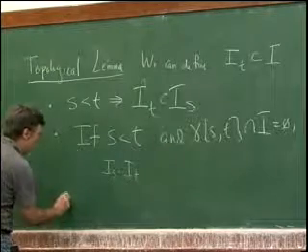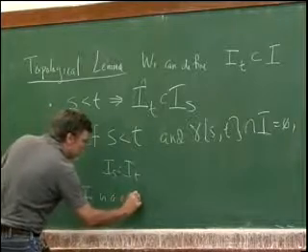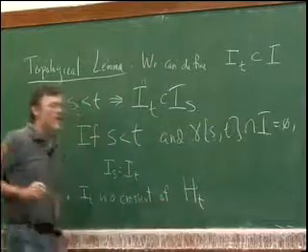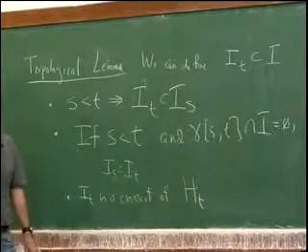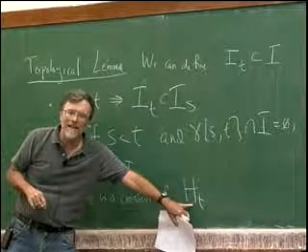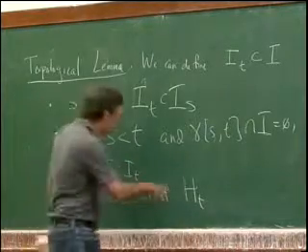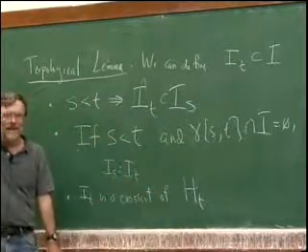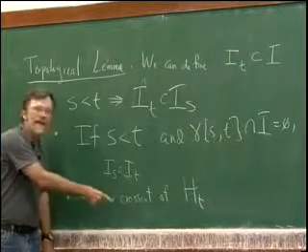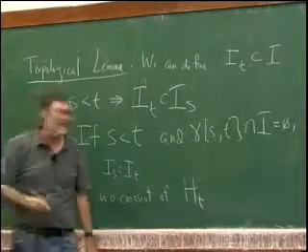And very importantly, I_T is a crosscut of H_T. I'll remind you, H_T is the unbounded component of H minus the curve. So it's the domain that we're living in. It's a crosscut. Crosscut means it's a curve inside the domain whose endpoints are on the boundary, an open curve inside the domain. And it separates Z and W.